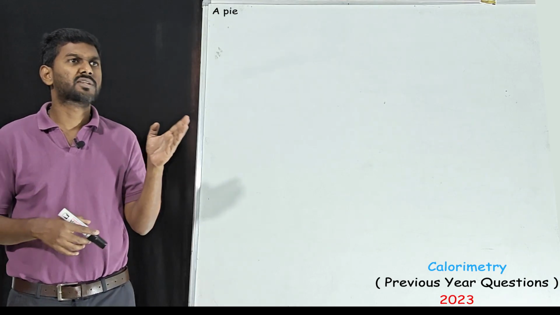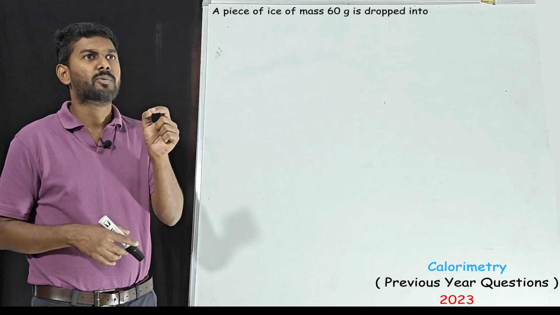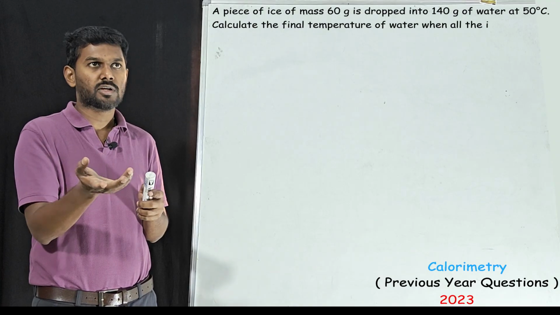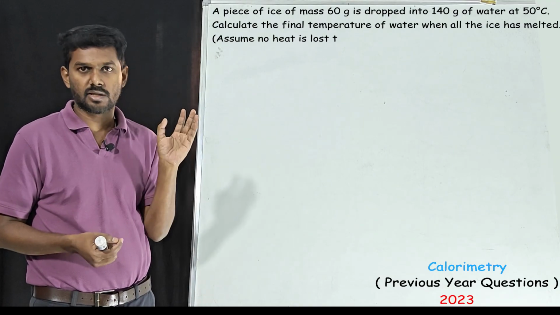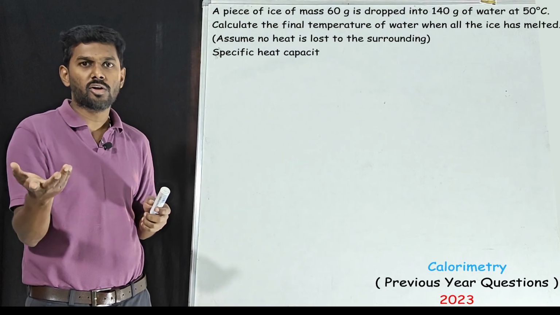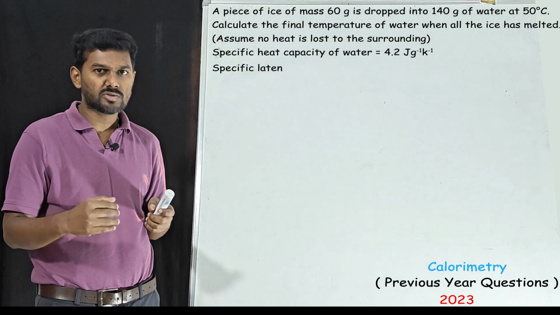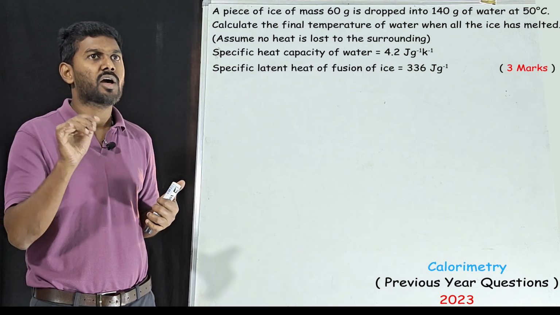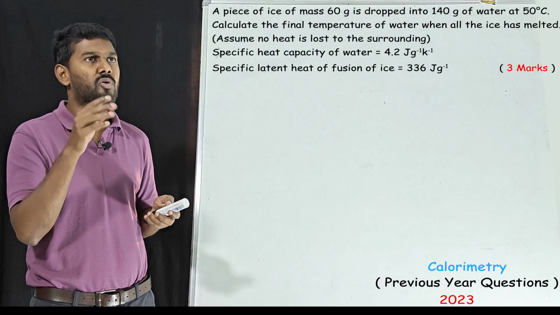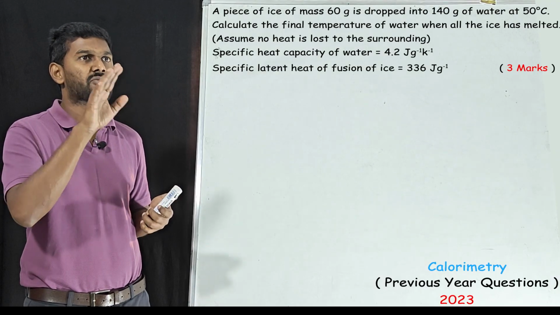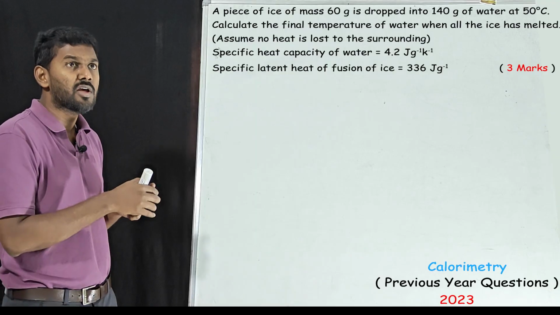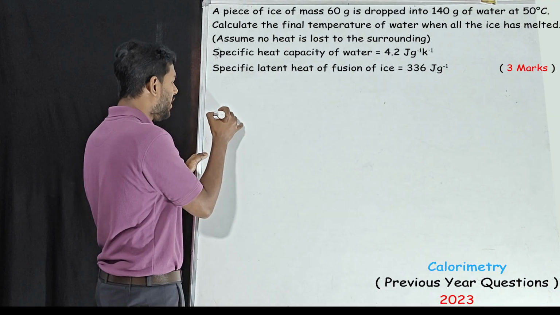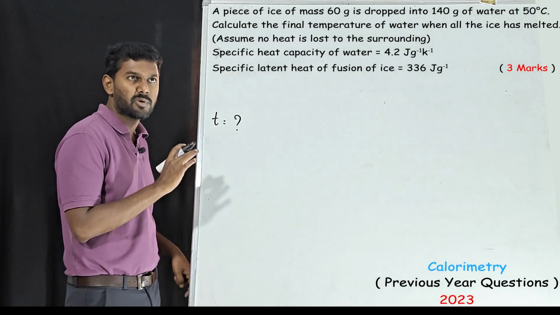Our next question: a piece of ice of mass 60 gram is dropped into 140 gram of water at 50 degrees Celsius. So now there is water, and to it we have added a piece of ice. Now we know that after some time the temperature reduces as well as the ice melts. Calculate the final temperature of water when all the ice has melted, assuming no heat is lost to the surroundings. Specific heat capacity of water, latent heat, everything is given. So what do we need to find? We need to find the final temperature. This is the final temperature symbol we use.